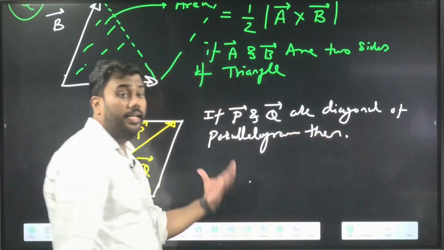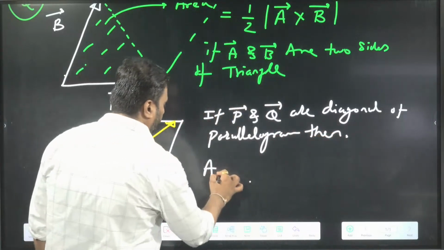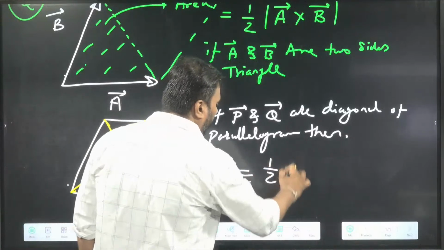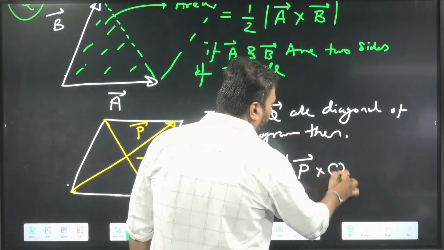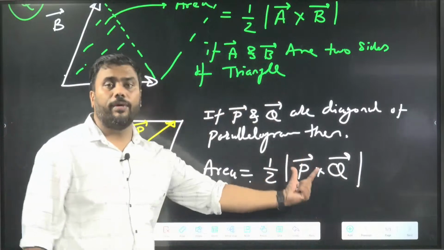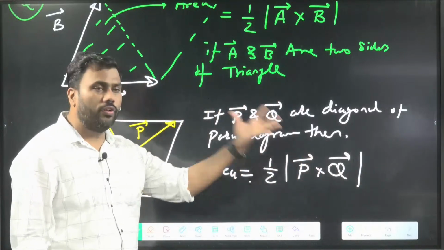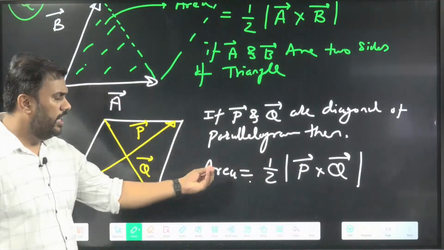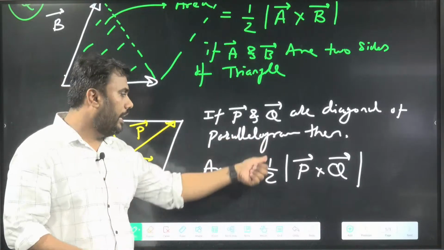then the area of the parallelogram in this situation is given by half the magnitude of the cross product of the diagonals. If P and Q are the diagonals, then the area is half P cross Q.